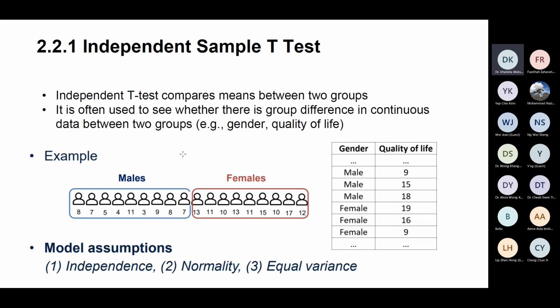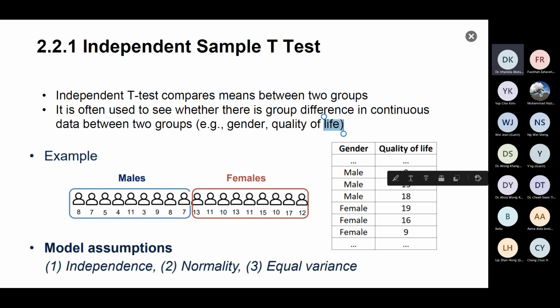Okay, so here we have male and female, and over here 8, 7, 5, 4, 11, and so on are the mean of the data of this group. So what we are going to look at later is comparing the means between the male and the female group. So over here, we have gender and quality of life.